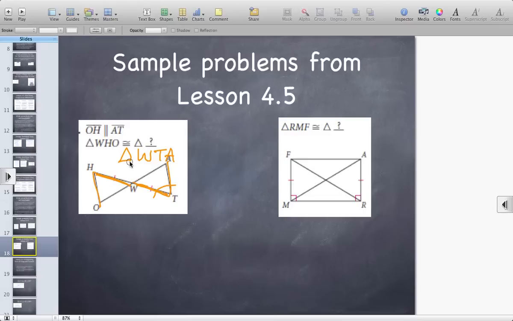All right, let's look at the next one. Okay, we have some basic information here. We want to see what triangle RMF is congruent to. So RMF, that's this triangle right here in orange. Well, we already know that angle M is congruent to angle R. So for the second triangle, we have RMF for the first one. Angle M is in the middle, so that means R has to be in the middle here.